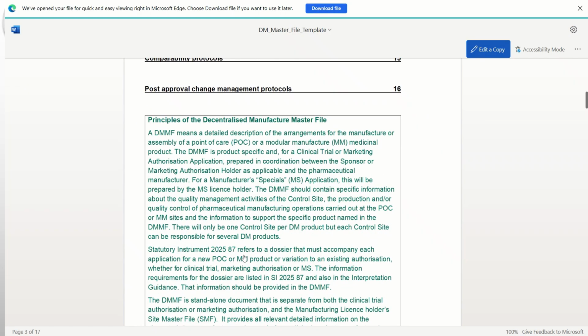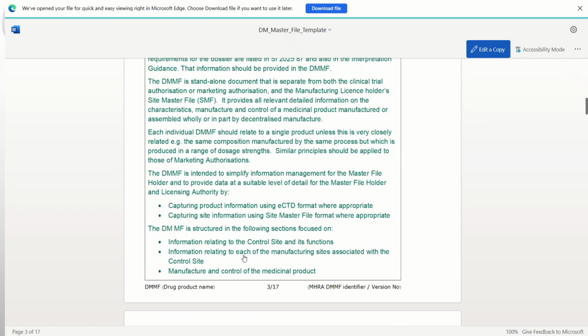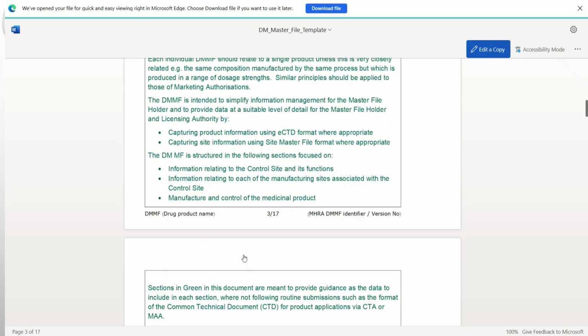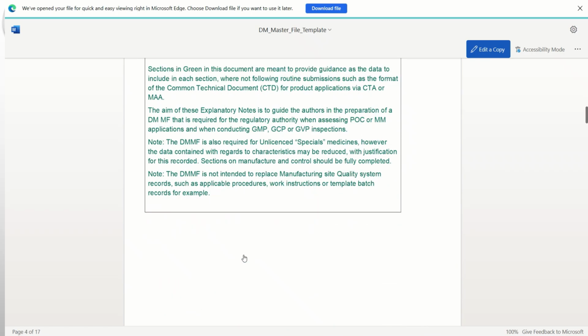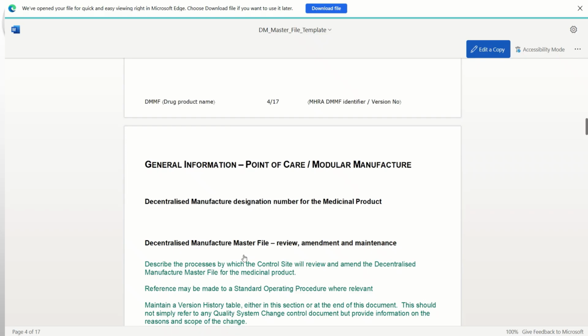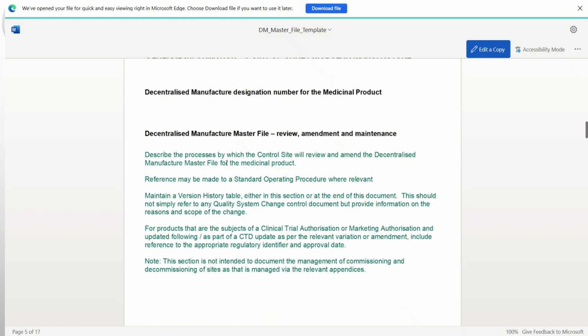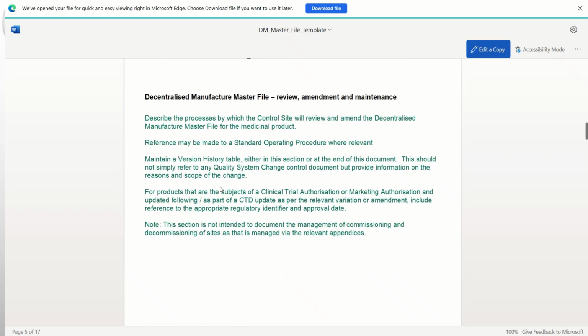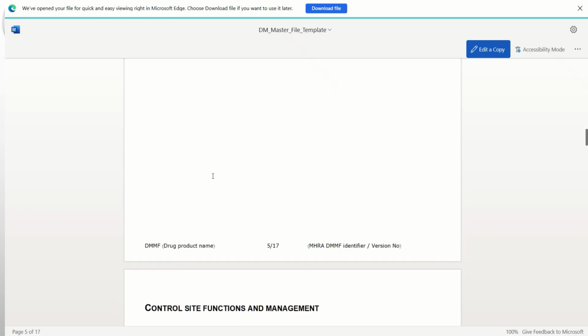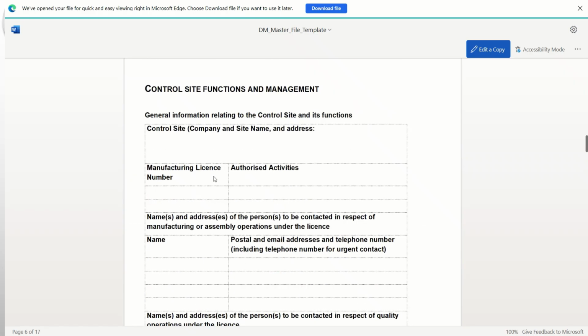You have your post-approval change management protocols, because this is applicable to marketed products as well as clinical trials. So that won't be applicable to clinical trials, obviously. So these are the actual sections that are required to be completed. You have your general information. Describe the processes by which the control site will review and amend the decentralized manufacturer master file. Information on your control site.